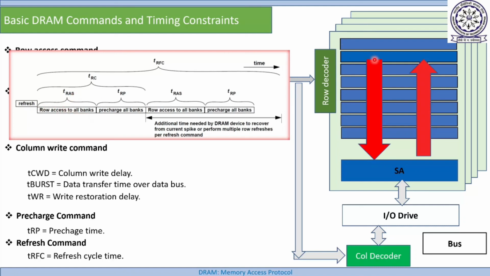First of all, it will activate the row, and then the restoration time. So the total time required here is T_RAS, that I already explained. After T_RAS amount of time, you can pre-charge it. So here it is the pre-charging time. This T_RAS plus T_RP, this total time is required to refresh one row.